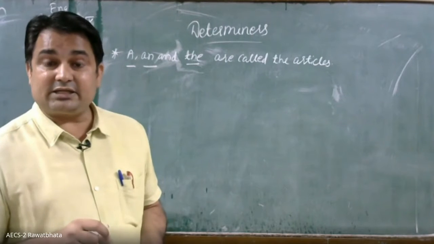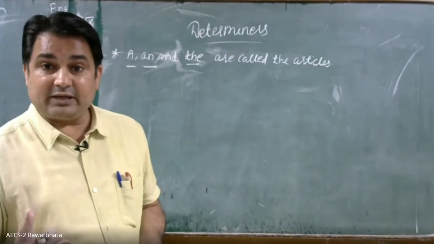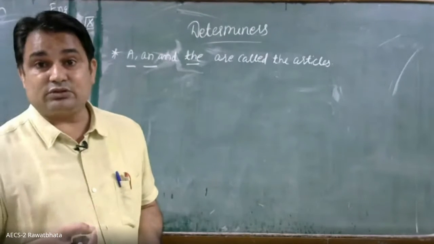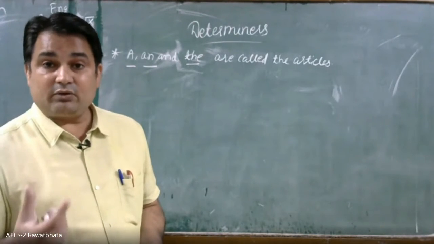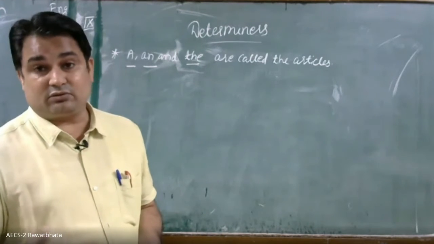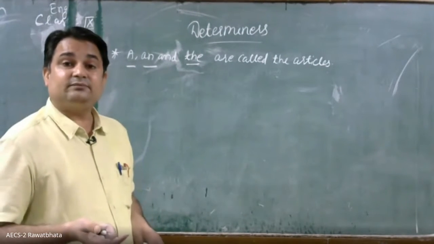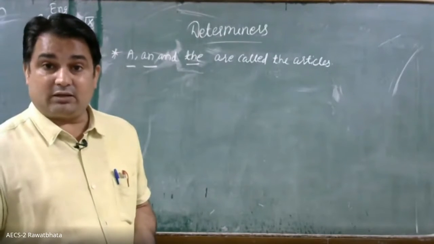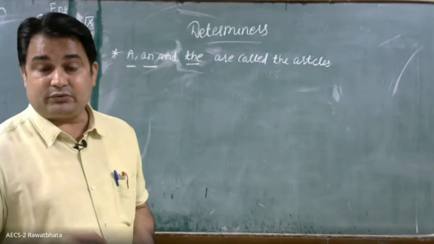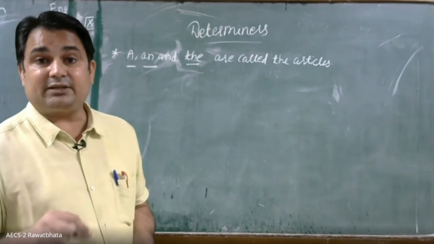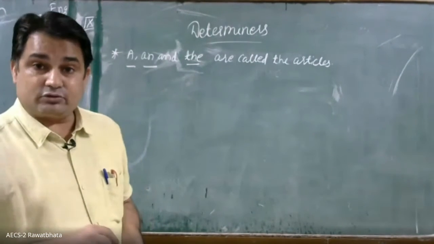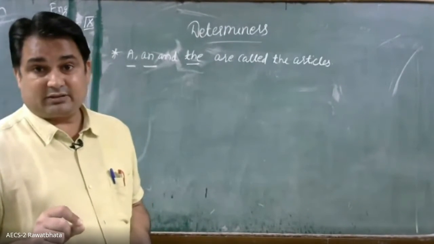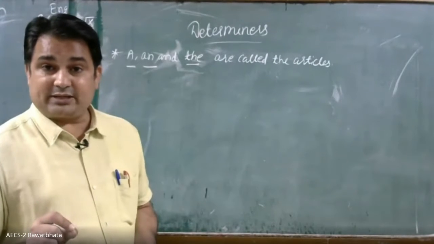So in this case, what will be used, a or an? An will be used. Why will an be used? Because a vowel sound is there. So though the word starts with a consonant, the sound is that of a vowel. So we have to focus on the sound. If a vowel sound is there, then an is used. If a consonant sound is there, then a is used. Is it clear to you, students?